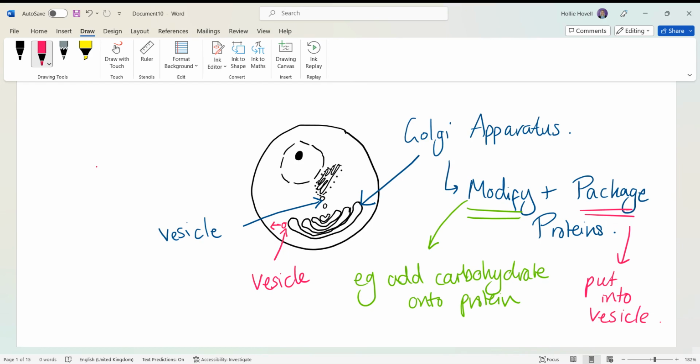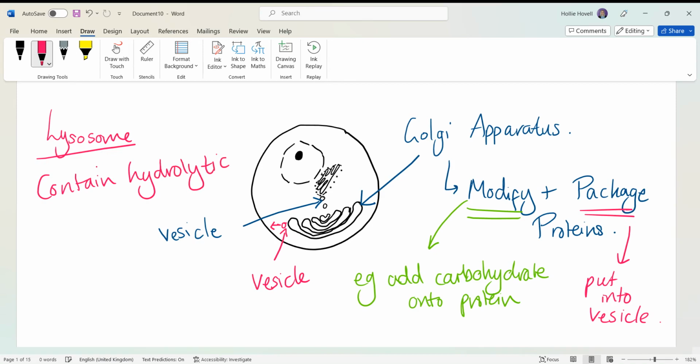Lysosomes can also be made there. So if the protein is a hydrolytic enzyme, then when it's put into a vesicle, that vesicle is then called a lysosome. Okay, so let me explain that again. Hydrolytic enzymes are basically digestive enzymes that break down old organelles or old cells or old things that we don't need, even pathogens that we don't need. We want to break those down, don't we? Pathogens are like disease-causing microorganisms.